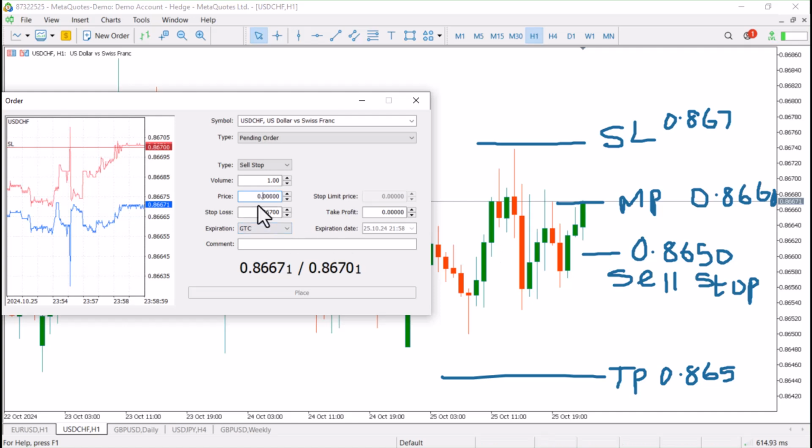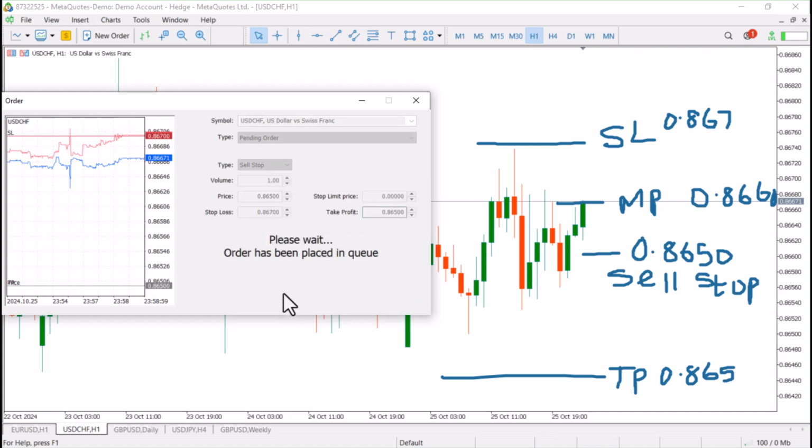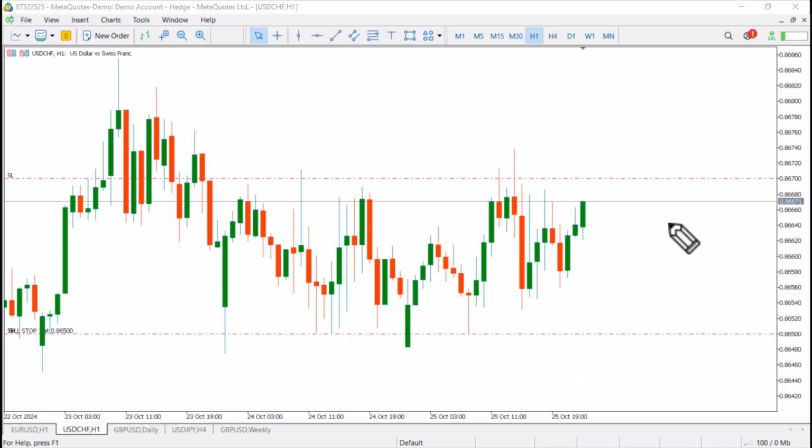0.8650. And our take profit is at what? 0.865. You can see that. Now once you set that, you click on place. You can see right now this order has been filled. Now we have our sell stop above, our stop loss above the market price, and we have our TP below, right?